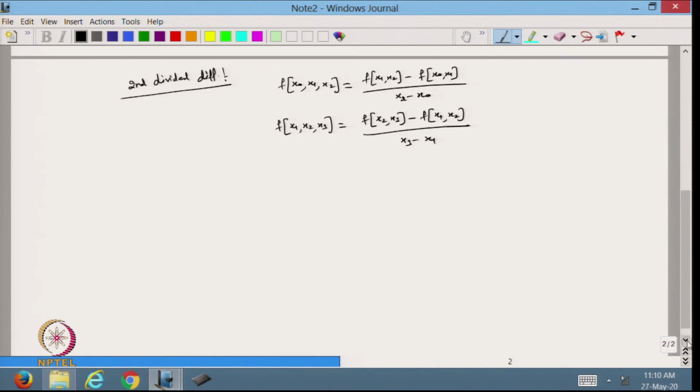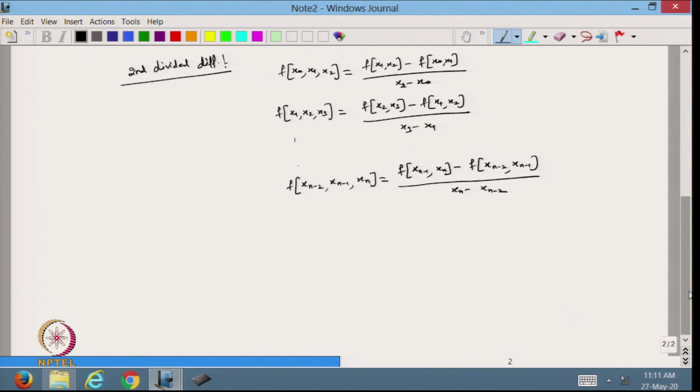So in this way I can define all the second order divided difference formulas. So in the end I will get f of x n minus 2, x n minus 1 and x n. So that can be written as f[x n minus 1, x n] minus f[x n minus 2, x n minus 1] divided by x n minus x n minus 2. So this is the way we can define the second divided difference formula.